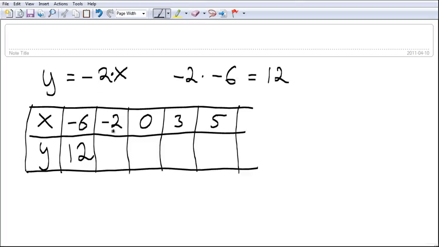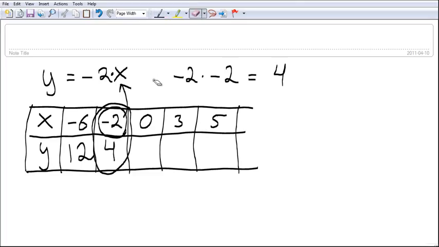Now minus 2, and what is the y coordinate in this point? Well, we put minus 2 into this formula. Then we get minus 2 times, and x is minus 2. Same thing here, multiplication with 2 negative numbers becomes a positive number. So 2 times 2 is 4. So I just write 4 here.